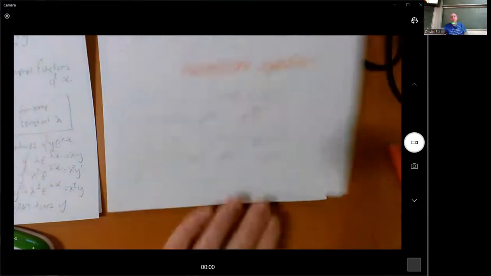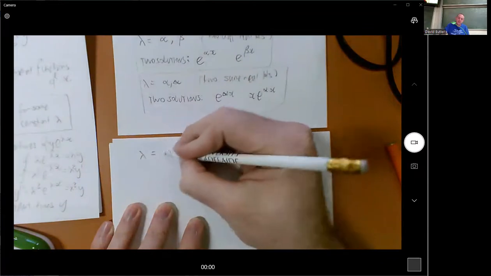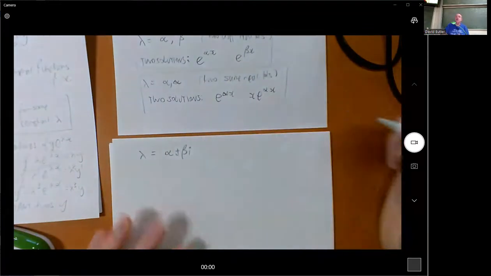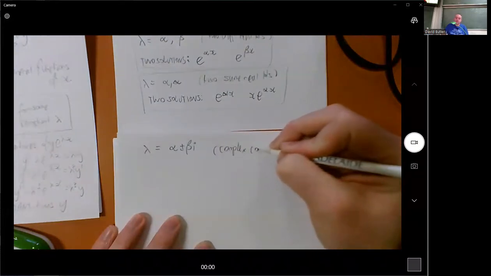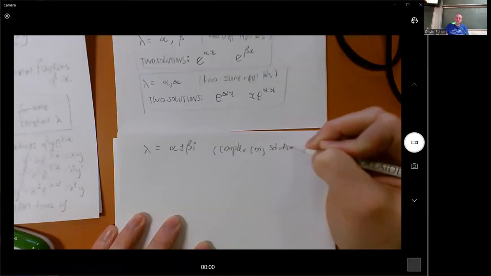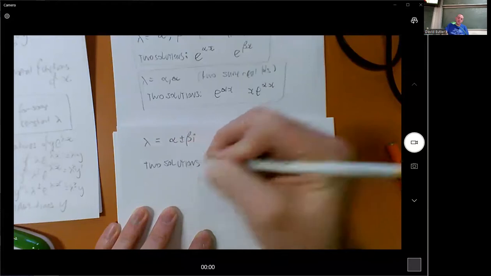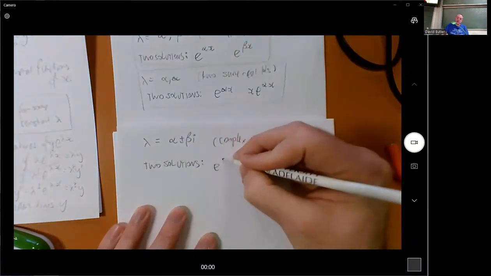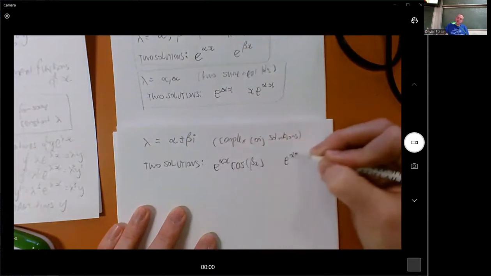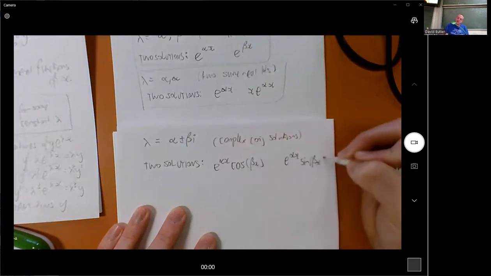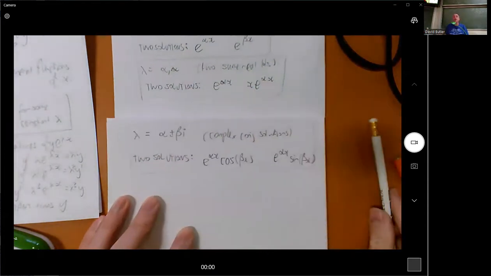Or you get lambda is equal to 2 imaginary solutions that are complex conjugates, in which case you'll get 2 solutions for the differential equation, which will be e to the alpha x cos of beta x and e to the alpha x sine of beta x. And this is the wisdom of the people who have trod this path before us.